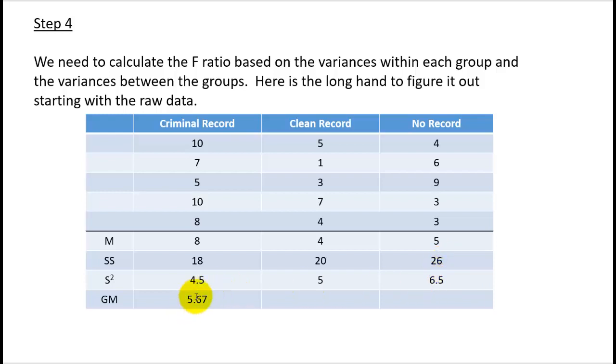I also calculated the grand mean. And the grand mean is the mean of 8 and 4 and 5. So 8 plus 4 plus 5 divided by 3 equals 5.67. That is the grand mean. And those figures are all going to be helpful in helping me to determine what the actual amount of variance is between the groups and within the groups. And we're going to plug it into the formula 2 slides from now. But first, I want to remind you what we are doing in the rest of step 4.